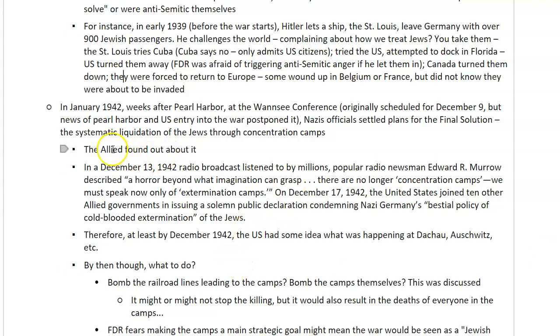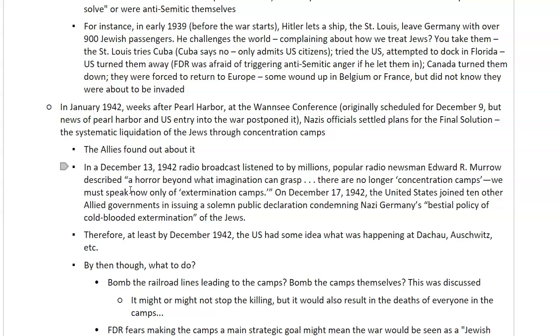The Allies, we know, found out about the plans. We know that because in a December 13th, 1942, so it's about almost a year later, Edward R. Murrow, who's the most famous radio newsman of the time, broadcast a program in which he talked about a horror beyond what imagination can grasp. There are no longer concentration camps. We must speak now only of extermination camps. So clearly, he knew what was going on.